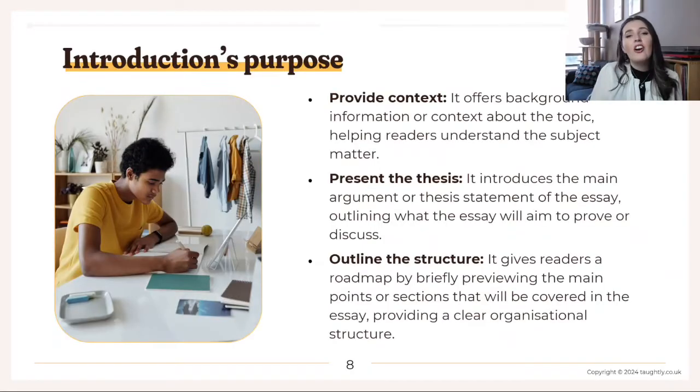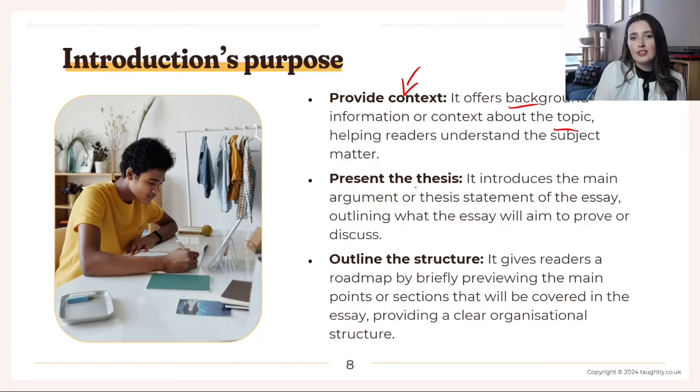The purpose of an introduction. Firstly, you want to provide some context, some background information about the subject or topic. So whatever your chosen text is about, if you know anything about the context, for example, Supercat, we know it was published in 1950s America, where it was slightly more patriarchal and slightly more traditional gender roles than in the modern day. That would be relevant background context that your reader might need to understand.